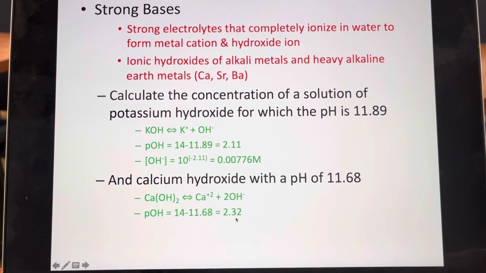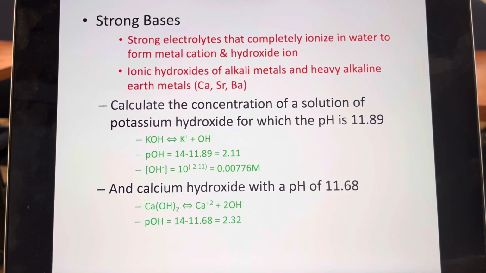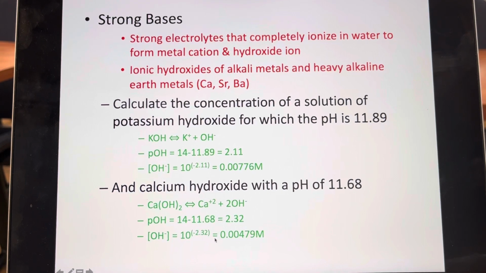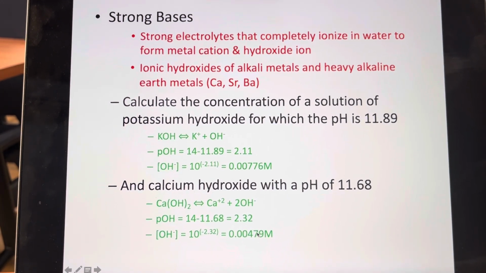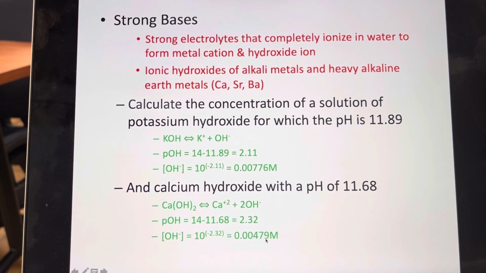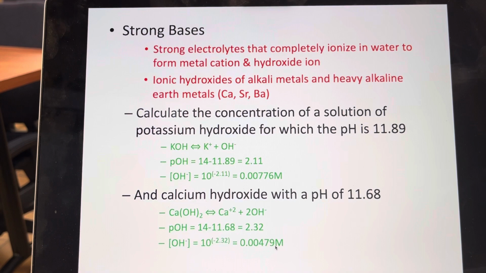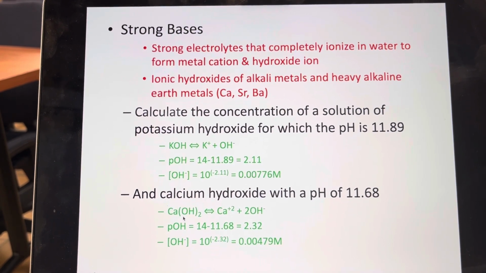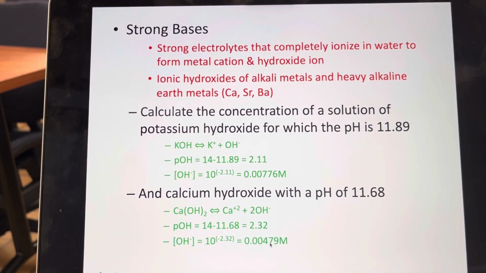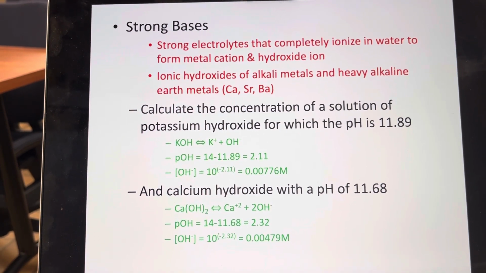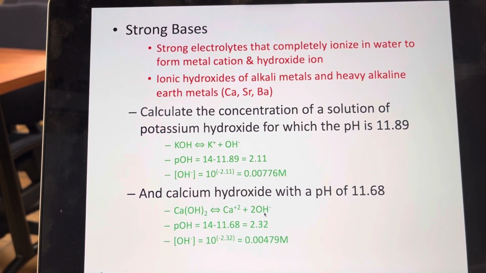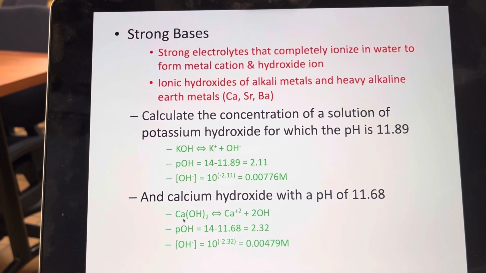So that is 2.32. And then again, just like we did on the previous one, take 10 raised to the negative 2.32, which gives us a hydroxide ion concentration of 0.00479. Now, if we wanted to calculate the calcium hydroxide concentration, then we would take this concentration here, because this represents the hydroxide ion, and divide that by 2, because the hydroxide ion concentration is going to be double that of the calcium hydroxide.